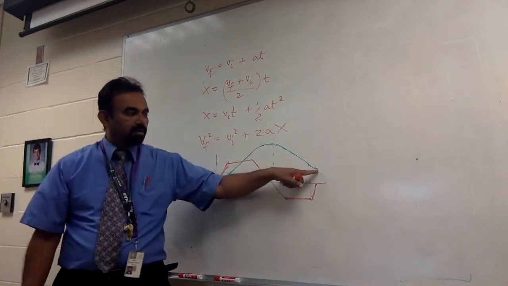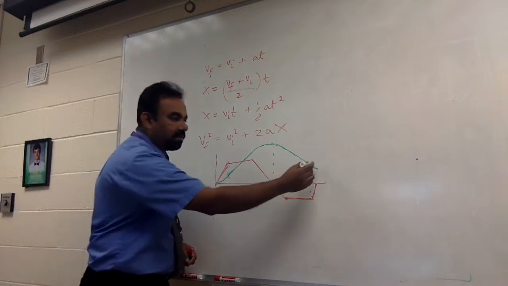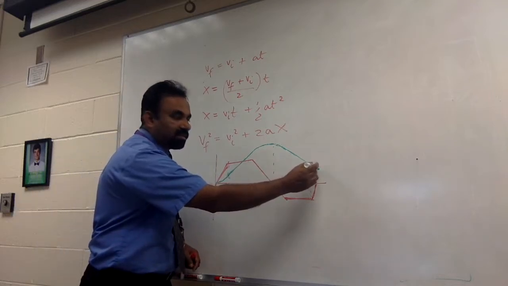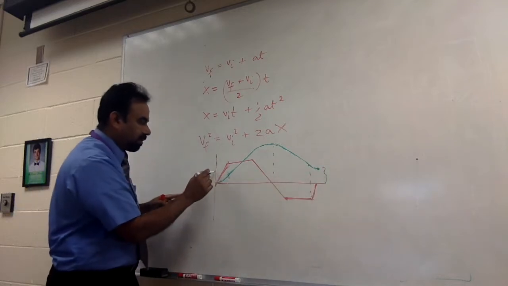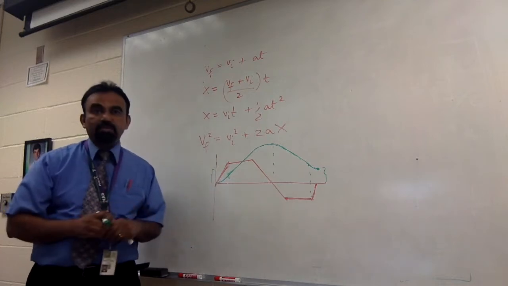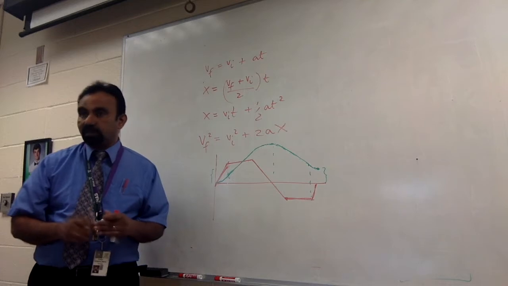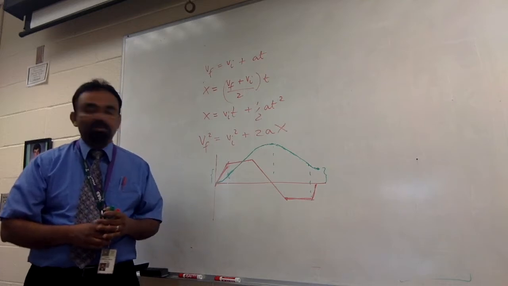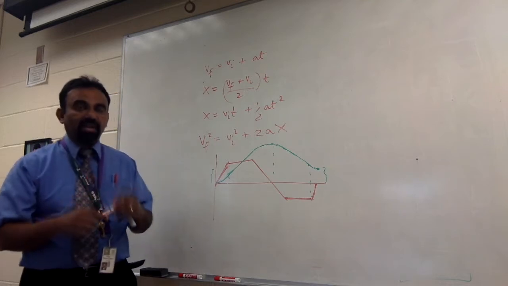Now, where is the final position? The final position, the displacement, is this, which you can see on the graph, this much. That's the final displacement. Is it a positive displacement or negative displacement? Positive. Why is it positive?